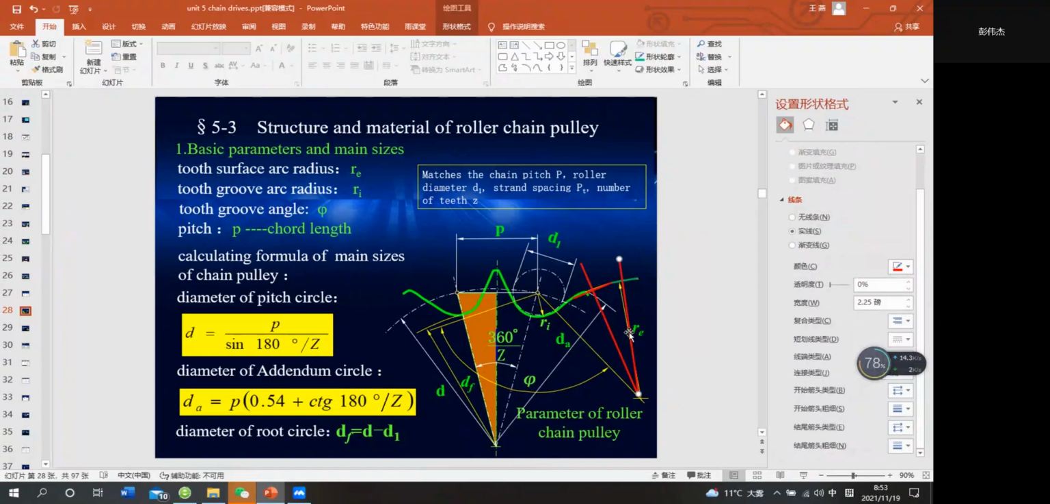This line and this line will intersect at the center of the arc. This point is the center, and this distance is the radius RE. You can use this method to find the center, and then measure the distance. This distance is RE.